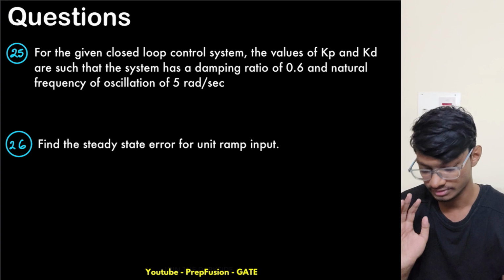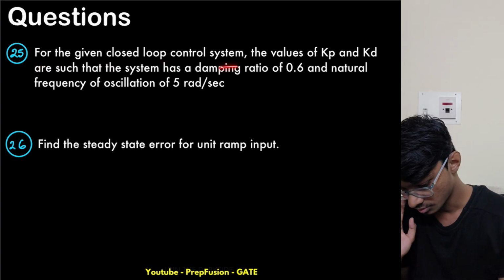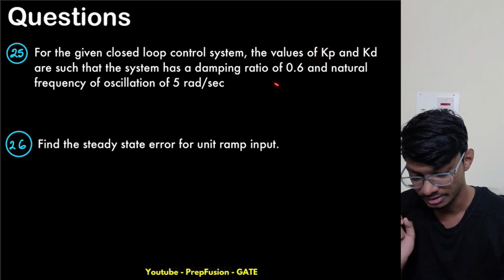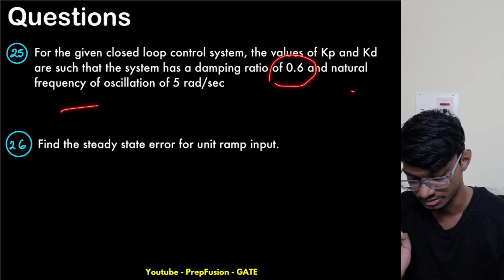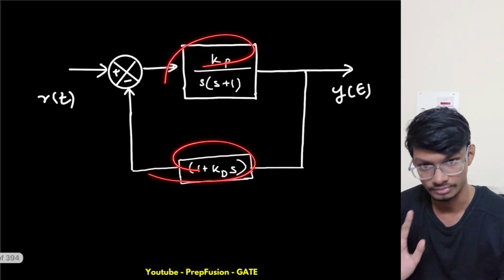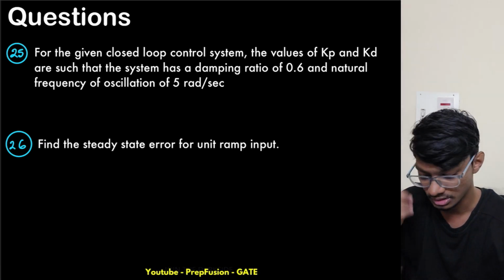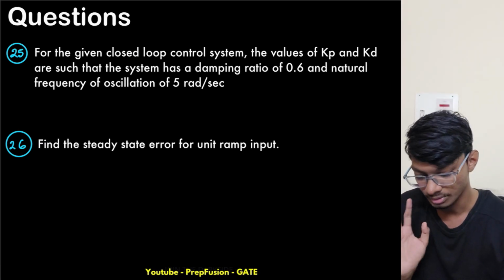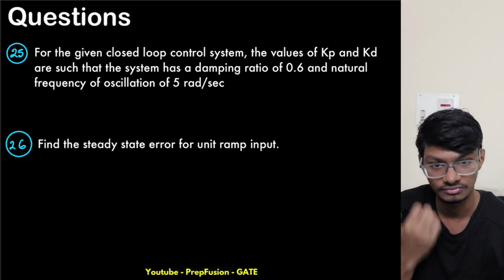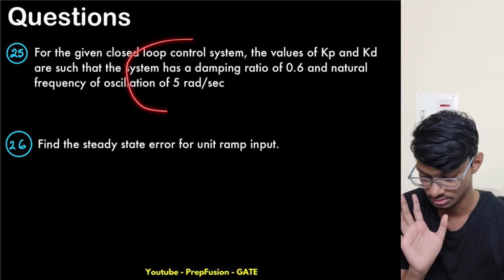So what is the first question telling us? For the given closed loop control system, the values of Kp and Kd are such that the system has a damping ratio of 0.6 and a natural frequency of oscillation of 5 radians. Kp and Kd are basically here. So the Kp and Kd values are set such that my system has this damping ratio and this natural frequency of oscillation. So it is basically an underdamped second order system that we got from this question.